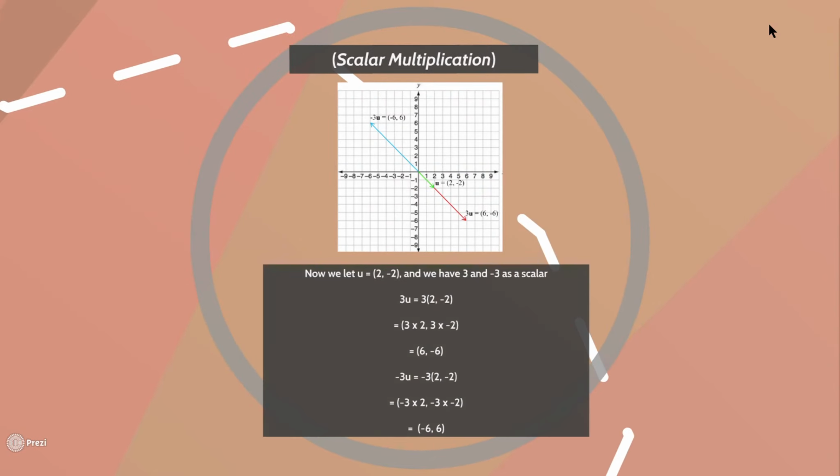Let U equal 2, minus 2, and we have 3 and minus 3 as scalars. The equation will look like this: 3u equals 3 times 2, minus 2, equals 3 times 2 and 3 times minus 2. Next, minus 3u equals minus 3 times 2, minus 2. Now that equals minus 6, 6.